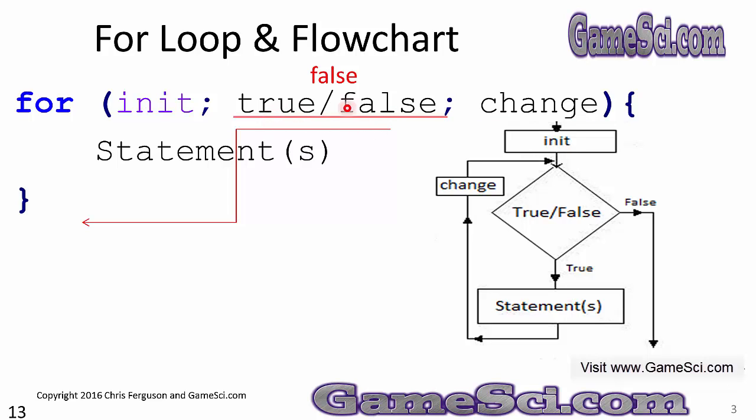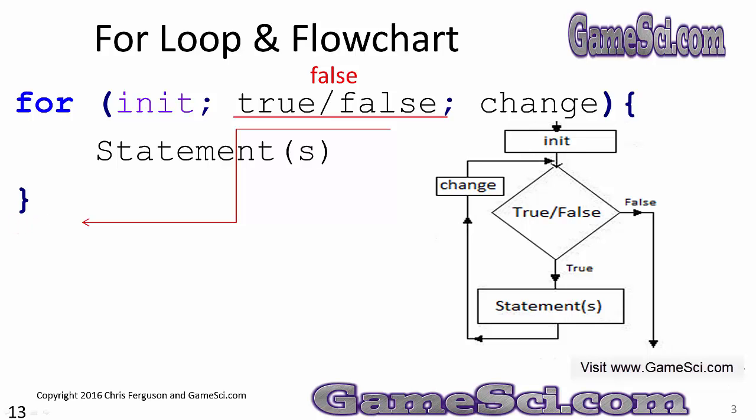This time, the true-false statement went to false. What happens when it goes to false? It's time to leave the loop. Follow this line and you will see we will exit the loop. We will hit the code after the for loop. It's important to note this line is coming in below that curly brace. We are exiting the for loop.